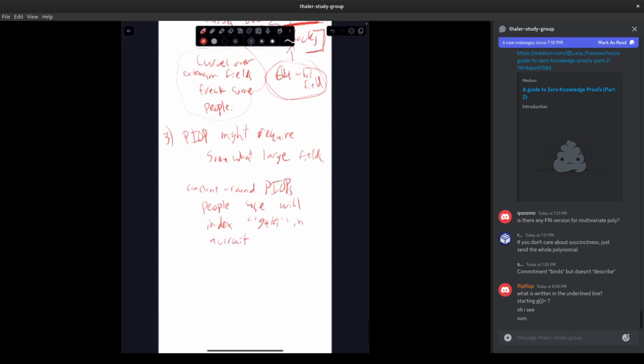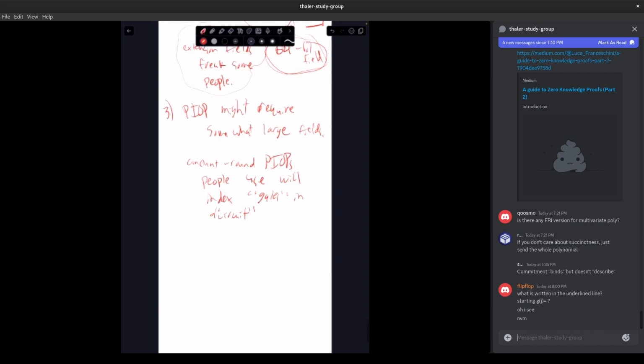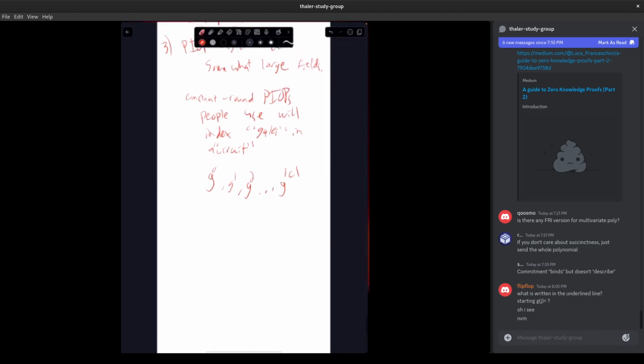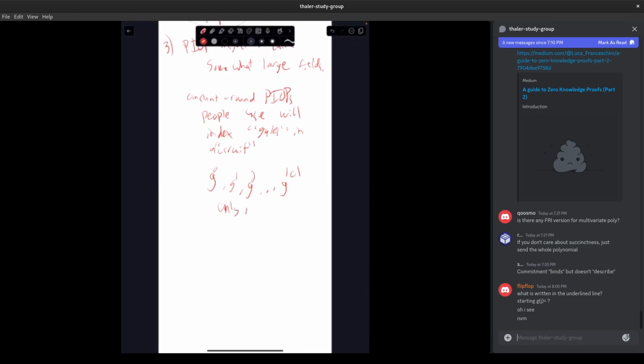I'm putting gates in quotes because SNARKs don't necessarily have to use a circuit representation of the computation. They can use something more general, but anyway, they'll index them by g^0, g^1, g^2, up to g^(circuit size). And this only makes sense, or only works, if the field has size at least circuit size.